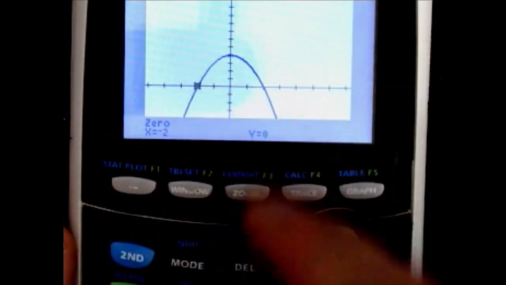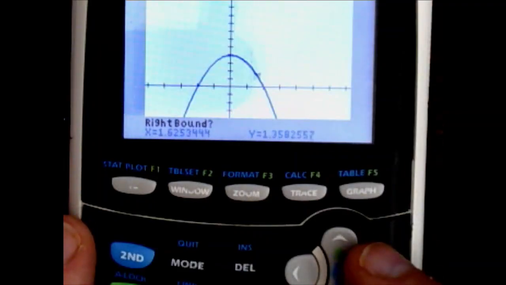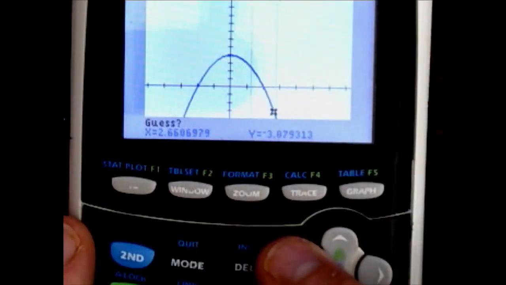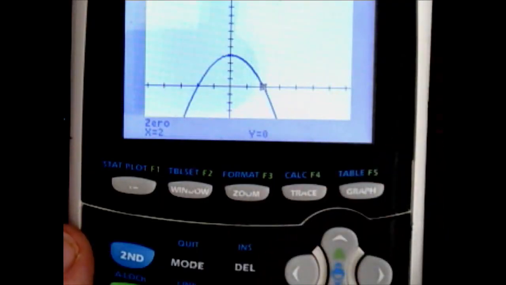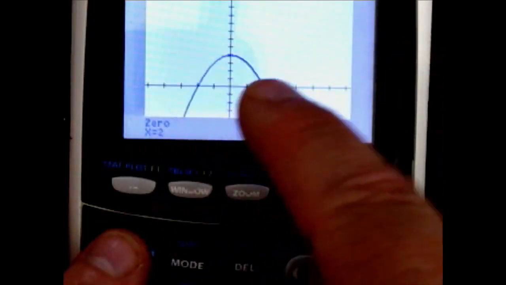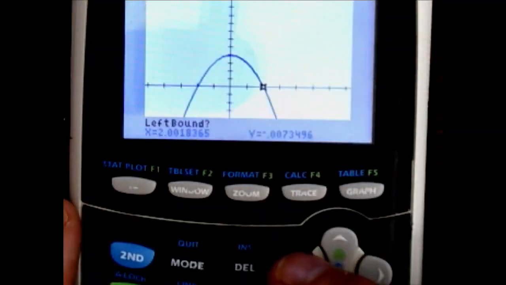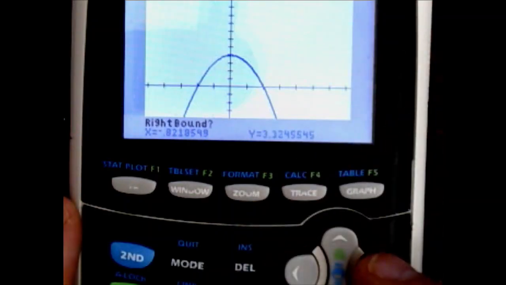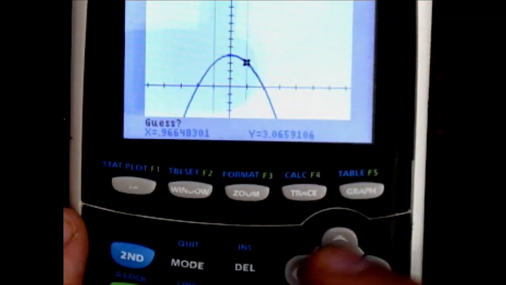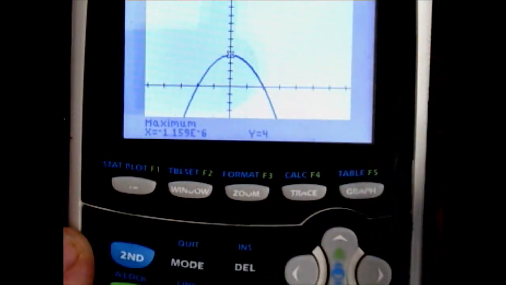And I can do the same thing over here. Second trace 2, move over there, enter, then move to the right of it, enter, then move back to the point itself, enter. Alright? Now you can do minimum or maximum. Since this one doesn't have a minimum, let's look for the maximum. Second trace 4 is maximum. So you move to the left of the highest point, you move to the right of the highest point and hit enter each time, and then you move to the center and hit enter. And it gives you your answer.